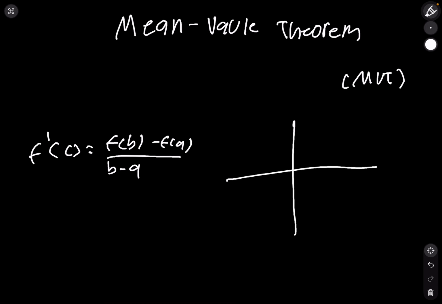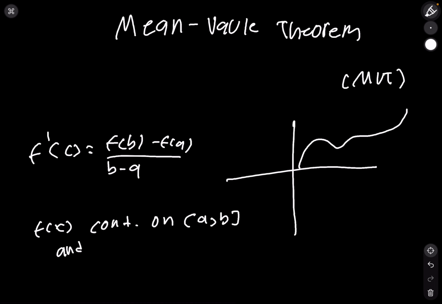Say we had a function like this. Supposedly, and this is the theorem, if this function f of x is continuous on the interval of a to b and differentiable on that same interval a to b, then there must be a value c such that f prime of c is equal to the slope from a to b.